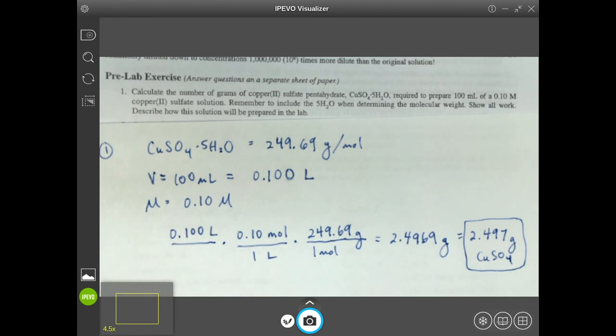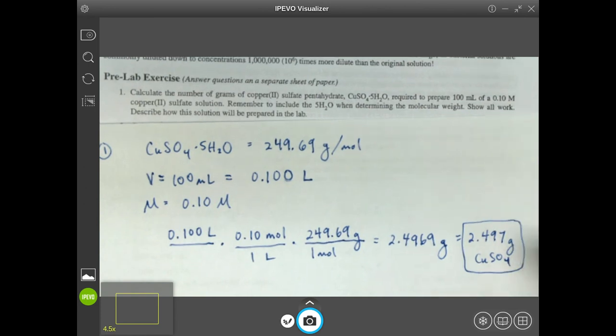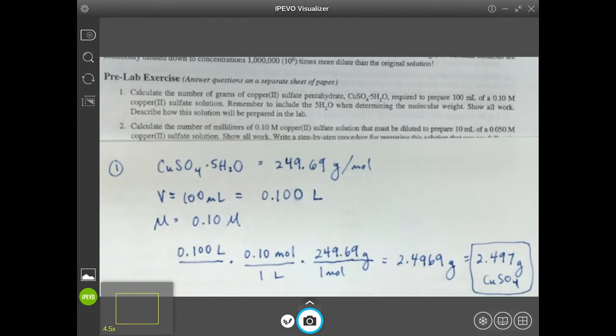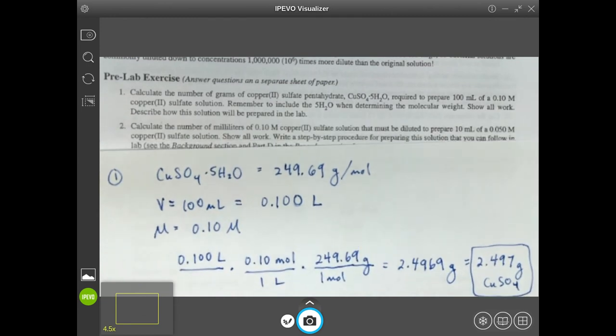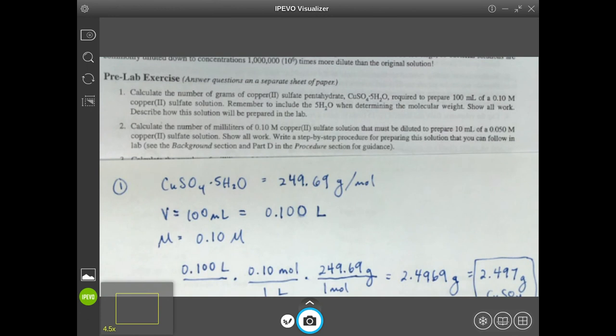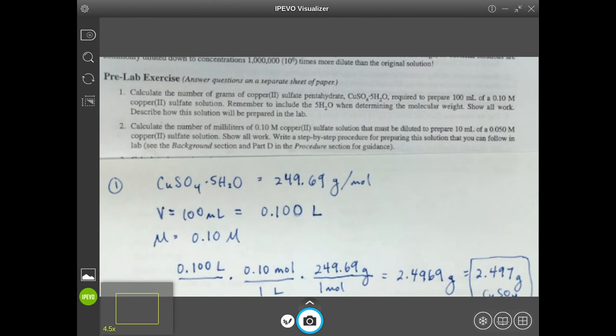Okay. So when you guys go to start this tomorrow, I'll have the copper sulfate over there. You're going to measure out the grams into your weighing tray, and then take it from there and do what we just talked about with your volumetric flasks and making the solution. Okay. All right. Questions on that?